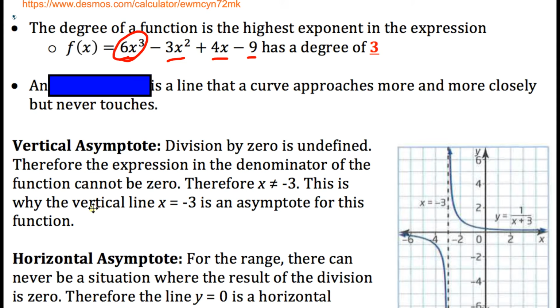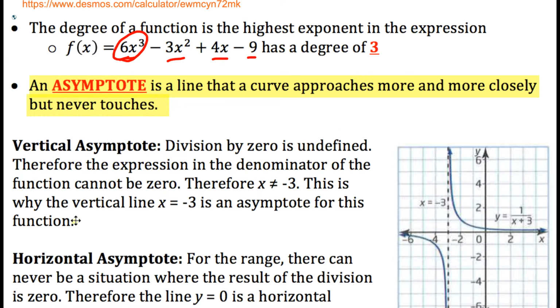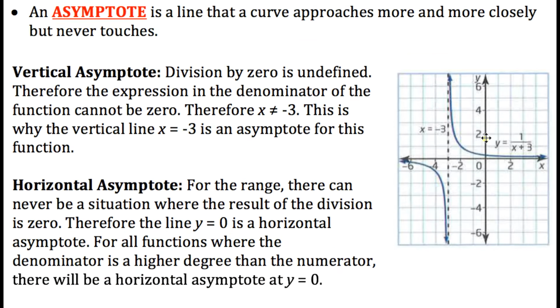And one more thing that's going to be important in this course, not so much in this unit, but in the course, these will definitely come up a lot: asymptotes. An asymptote is a line that a curve approaches more and more closely but never actually touches. So let's analyze this function right over here. This is the function y equals 1 over x plus 3. Actually, let's look at it in Desmos and talk about its vertical and horizontal asymptote.